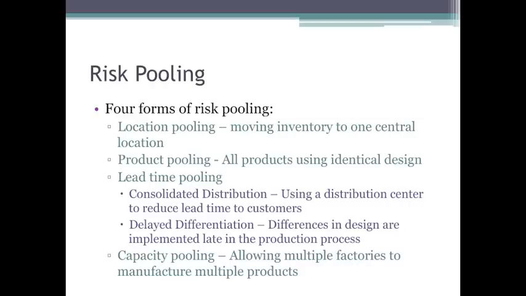Now, we're going to study multiple types of risk pooling. That said, we generally consider them to be under 4 different forms. First, we have location pooling. So we have inventory at a whole bunch of different locations, but instead of having them all over the place, we move them into one central location. That's location pooling. Now, when we move all of these inventories to one central location, we find that we don't need to hold as much safety stock.